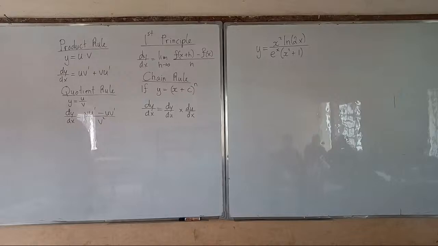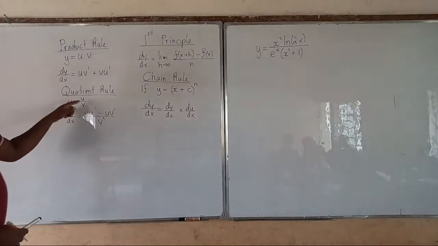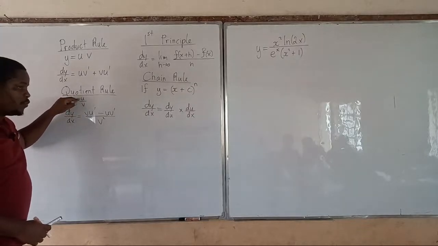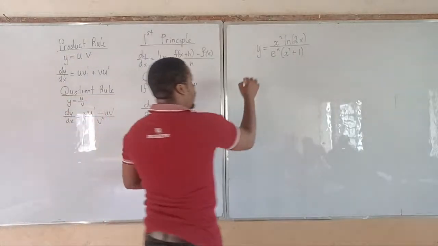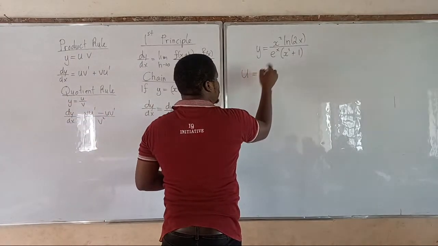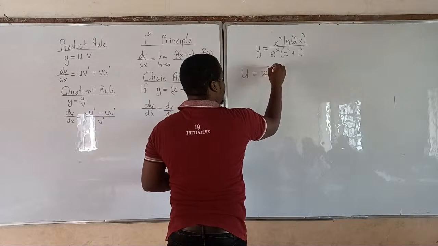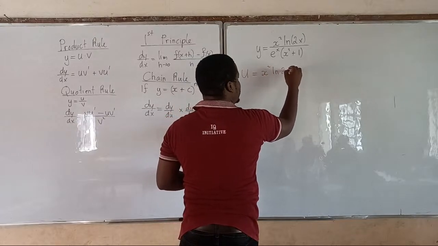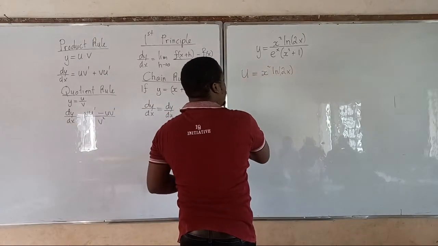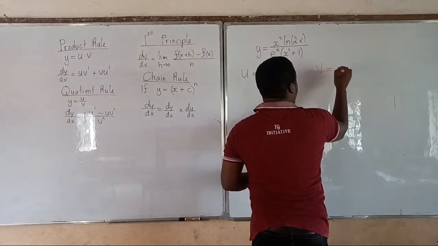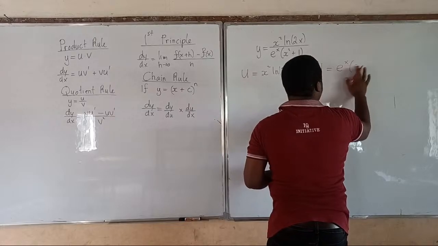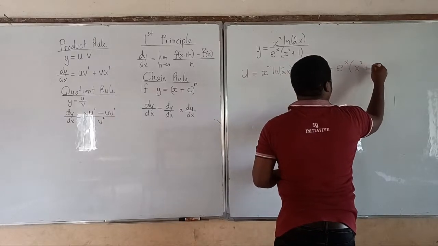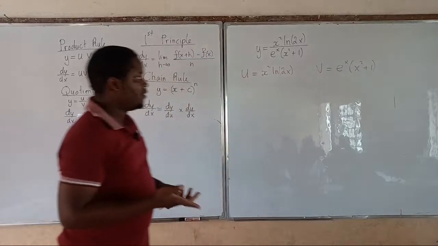Okay, so remember, for the quotient rule, you have two functions dividing. The one in the numerator is u, the one in the denominator is v. So what is our u in this case? Our u is x squared ln 2x, like that. What is our v? Our v is e to the x, x squared plus 1.